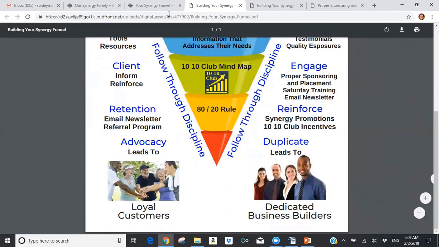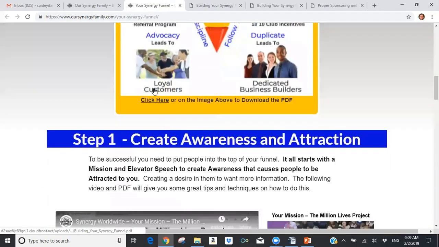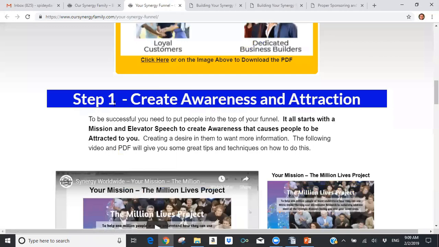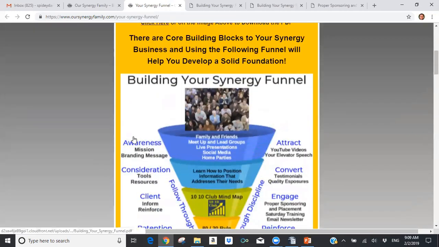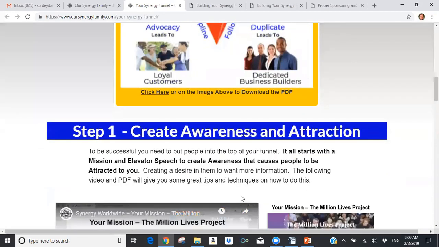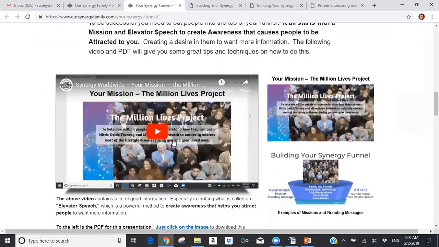Now, as I go down through this page that I've created for you, step 1 is awareness, attract. Step 2 is consideration, convert. Step 3 is client, engage. And so as you go down through here, you can see that we've done Saturday presentations that have been recorded. Today's presentation is being recorded. That way you'll have access to it to help remind you of things that you need to do. But this is a very powerful presentation that we did on Saturday.